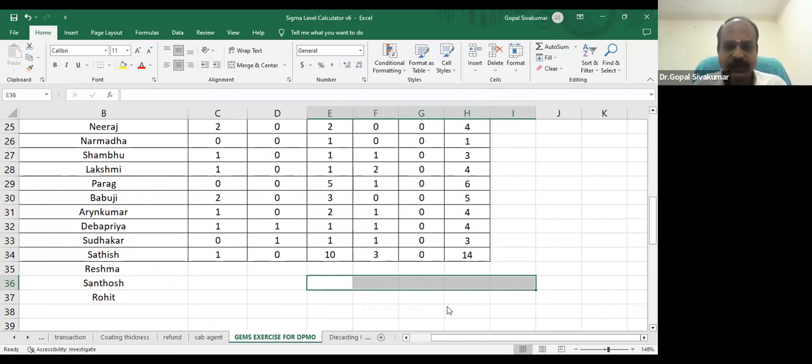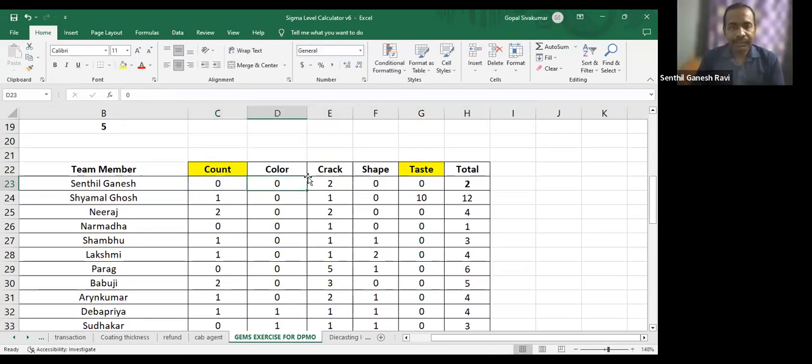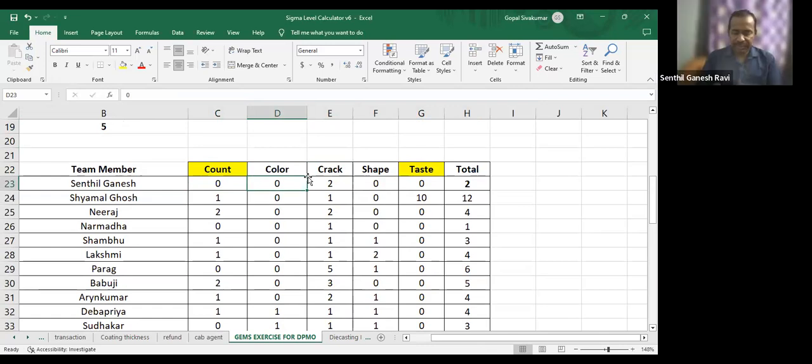All right, so let me go in the same order. Please give me your data in the order I have prepared the table. Count. So, Mr. Sendil, do you have any problem with the count, or is it perfect for you? It is perfect. Fine. Color, do you notice any issue with respect to the color? Yes, one gem is faded.